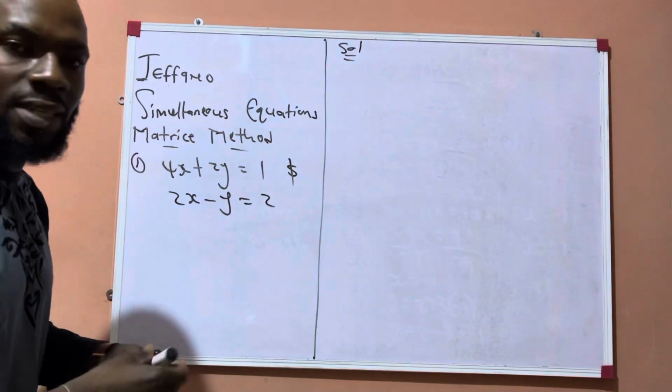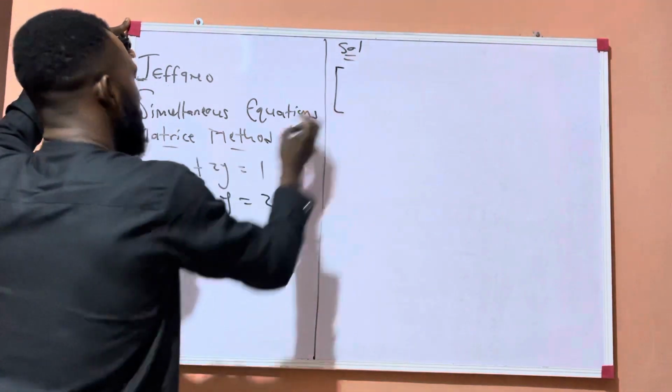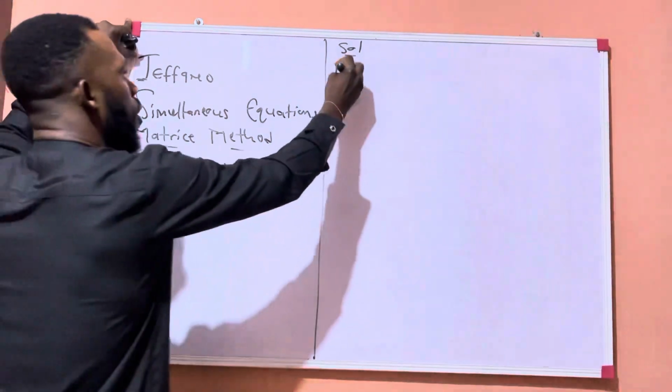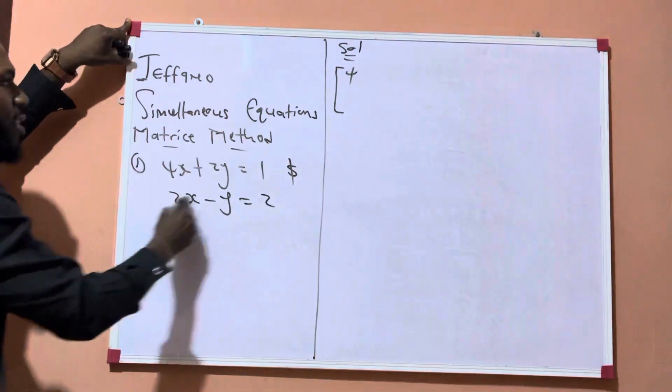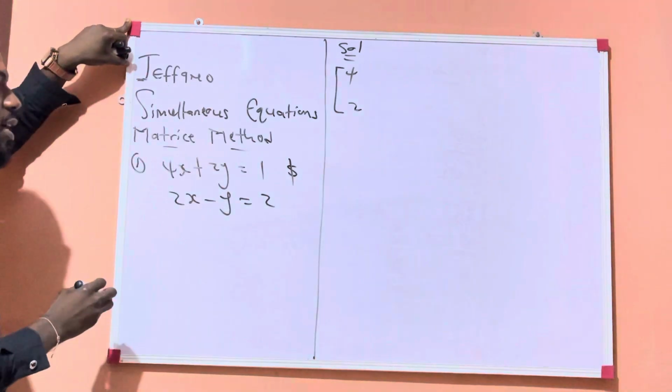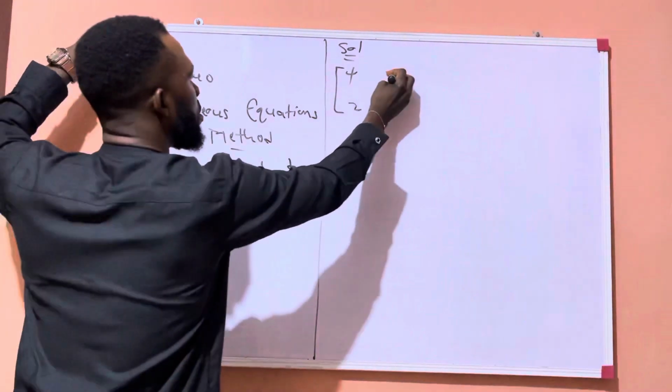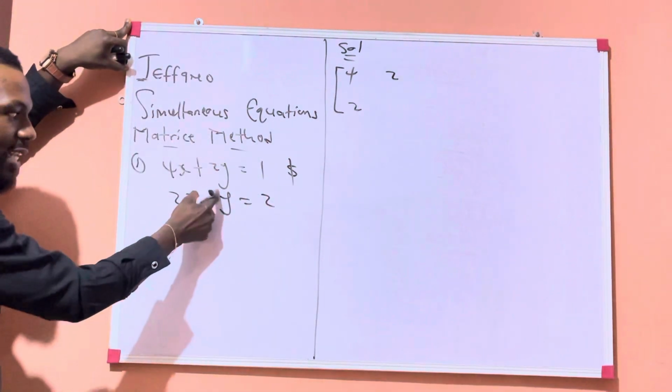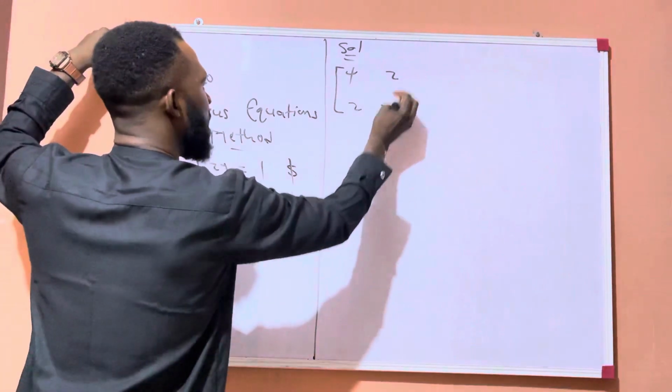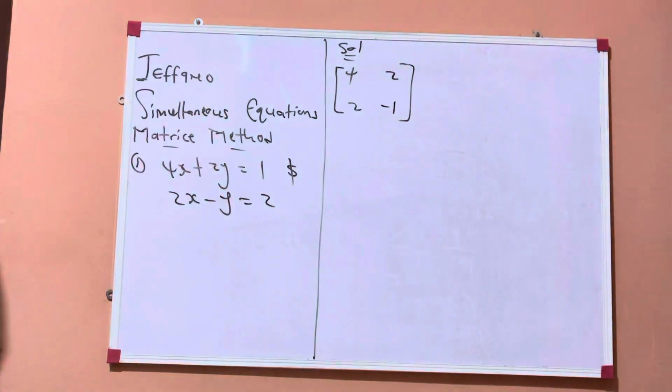We are going to have something like this. Now, the coefficient of x here is 4. The coefficient of x here is 2. Now, the coefficient of y here is 2. The coefficient of y here is minus 1. There's an invisible 1 there. Then you close your matrix bracket.